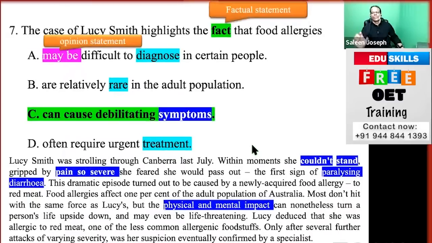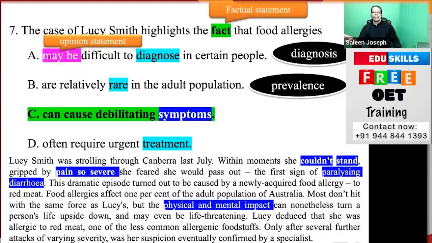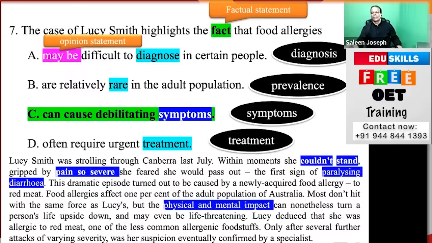So what is this? Question stem asks about a factual statement, but option A is an opinion statement. The concept is diagnosis and prevalence. This is what I said. The word rarely, you have food allergies in the hostel, means prevalence is very less. Prevalence and can be debilitating symptoms. Symptoms, the concept, then treatment: diagnosis, prevalence, symptoms, treatment.